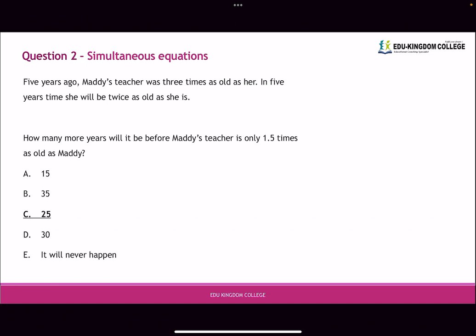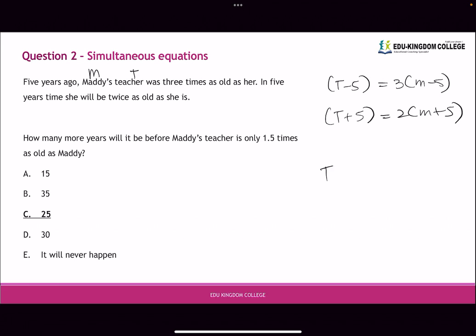Question 2, 5 years ago, Maddie's teacher was 3 times as old as her, so let's call Maddie M, and Maddie's teacher T. Okay, so 5 years ago, so when they were 5 years younger, so T minus 5, she was 3 times older than Maddie, so 3 times older than Maddie when she was 5 years younger. So Maddie now is M, teacher now is T. In 5 years' time, so 5 years later or 5 years older, she'll be twice as old as Maddie, so 2m plus 5. Okay, how many more years will it be before Maddie's teacher is only 1.5 times as old as Maddie? So let's find what these values of t and m are.